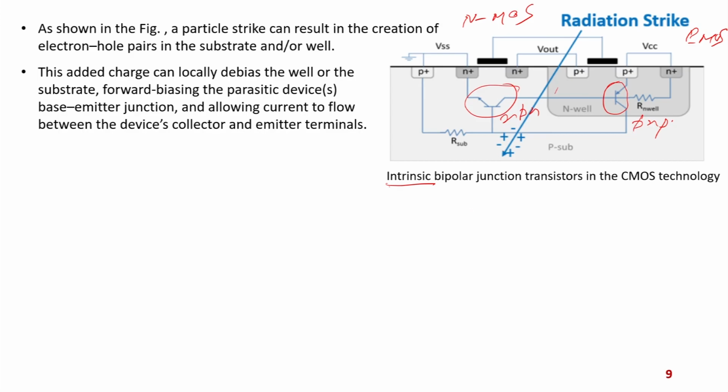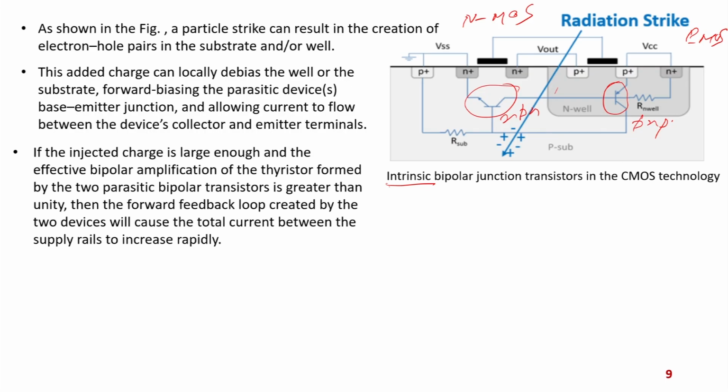Because of this added charge, it can locally debias the well or the substrate, and thus it can forward bias the parasitic devices, which are PNP and NPN type transistors. It forward biases the parasitic devices' base to emitter junctions, which will allow current to flow between the collector and the emitter terminals. If the injected charge is large enough and the bipolar amplification of the two parasitic transistors is greater than unity, this forms a thyristor configuration, a PNPN type configuration.